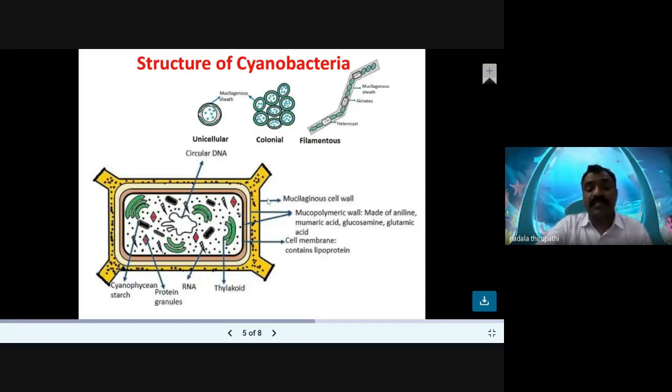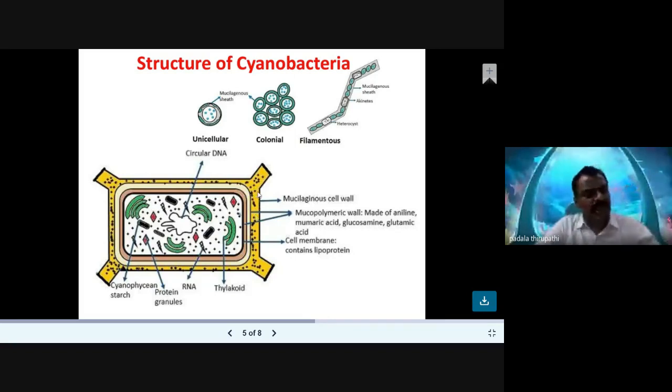So this mucilaginous sheath is responsible for growth in extreme conditions like hot water and hot springs of more than 80 degrees Celsius. And afterwards, beneath this mucilaginous layer, we observe another cell wall.